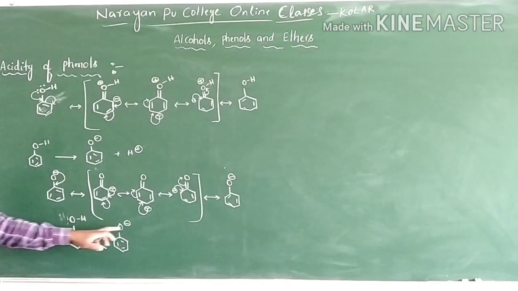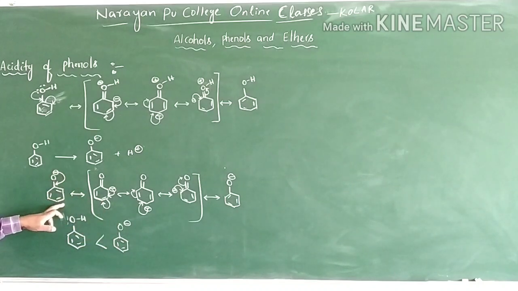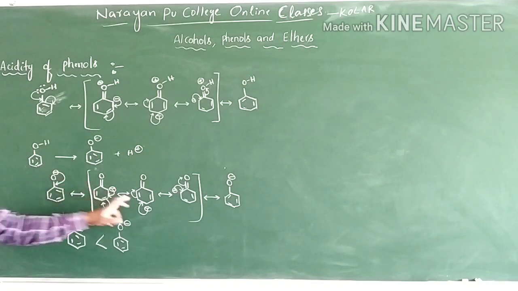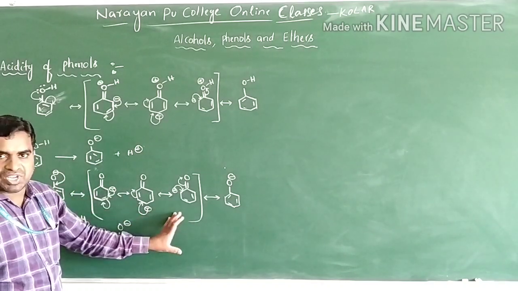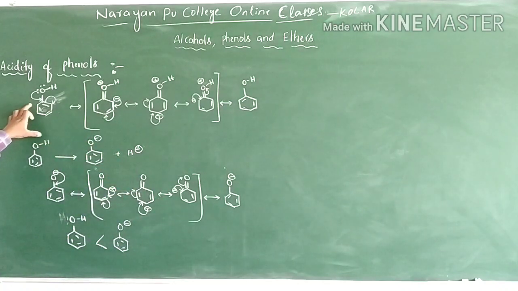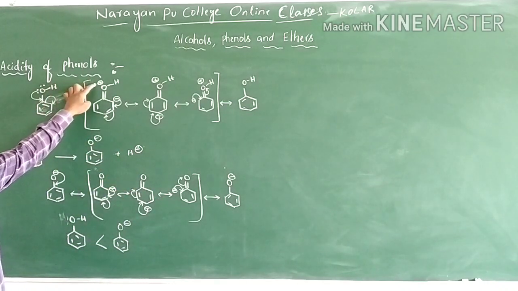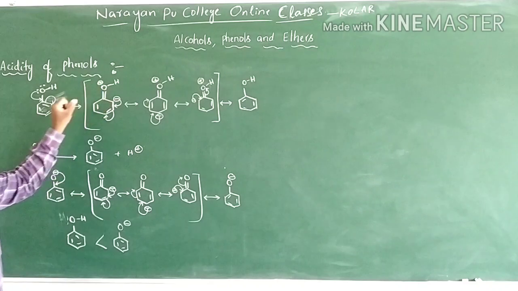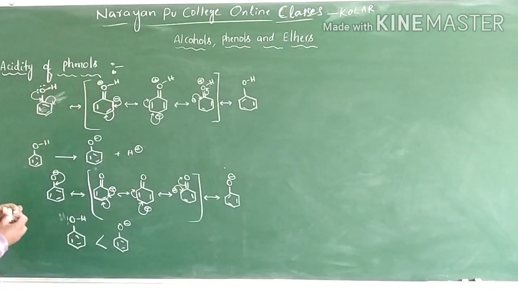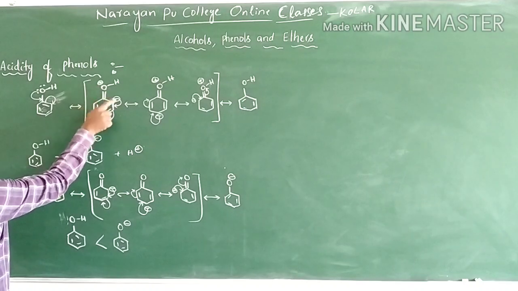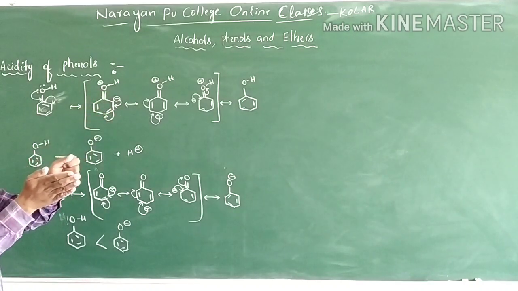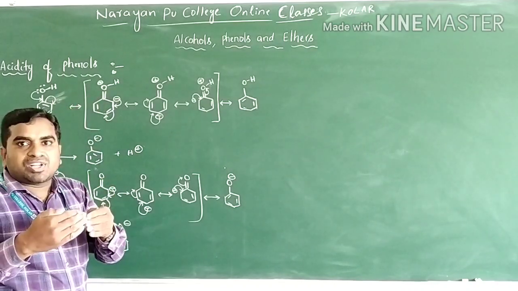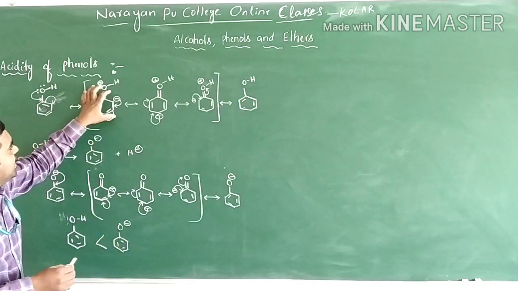Why? Because in the phenoxide ion, when it is involved in the resonance, you see there is no charge separation. Only on the oxygen negative charge, here on the carbon negative charge. There is no charge separation here. But compare here in the phenol, on the oxygen is positive charge, on the carbon is negative charge. There is a charge separation. There will be attraction between the positive and negative. Due to this attraction, it will be involved in the resonance very slowly, so that's why it is less stable compared to the phenoxide.